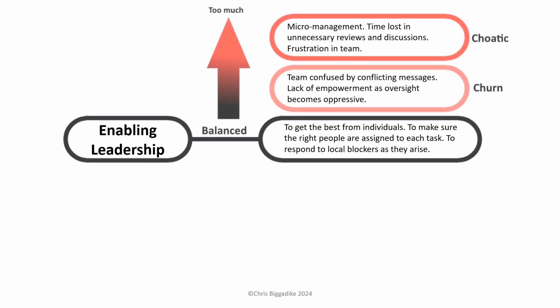When there's too much of it, the team maybe gets confused by conflicting messages. Maybe they have multiple people trying to do enabling leadership simultaneously. Or maybe someone's constantly asking them how they're doing and how are they solving the problems. They begin to feel a lack of empowerment. The oversight becomes oppressive. At a real extreme, it's now micromanagement.